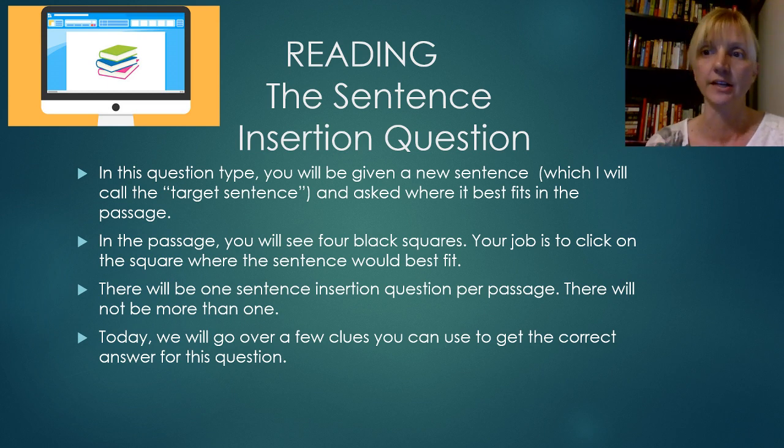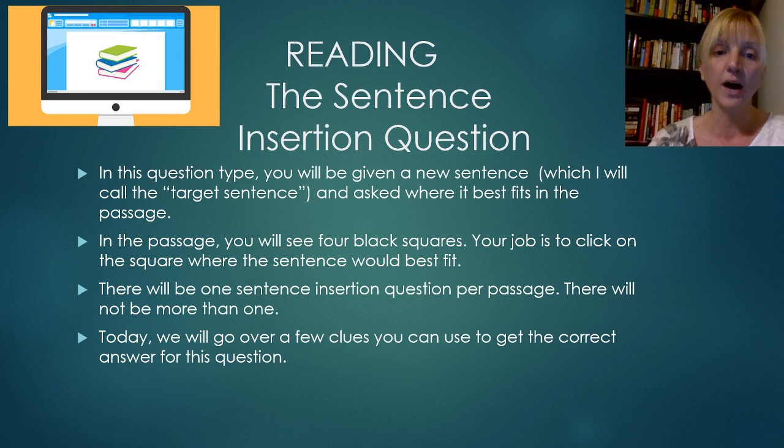So let's get started. We are going to be talking today about the sentence insertion question. In this question type, you will be given a new sentence in bold. For this purpose, I'm going to call it the target sentence, and you will be asked where it best fits in the passage. And in the passage, you will see 4 black squares. Your job is to click on the square where the sentence best fits. Then the sentence will move there and you can see it in context. And if you feel comfortable with it there, you can move on to the next question.